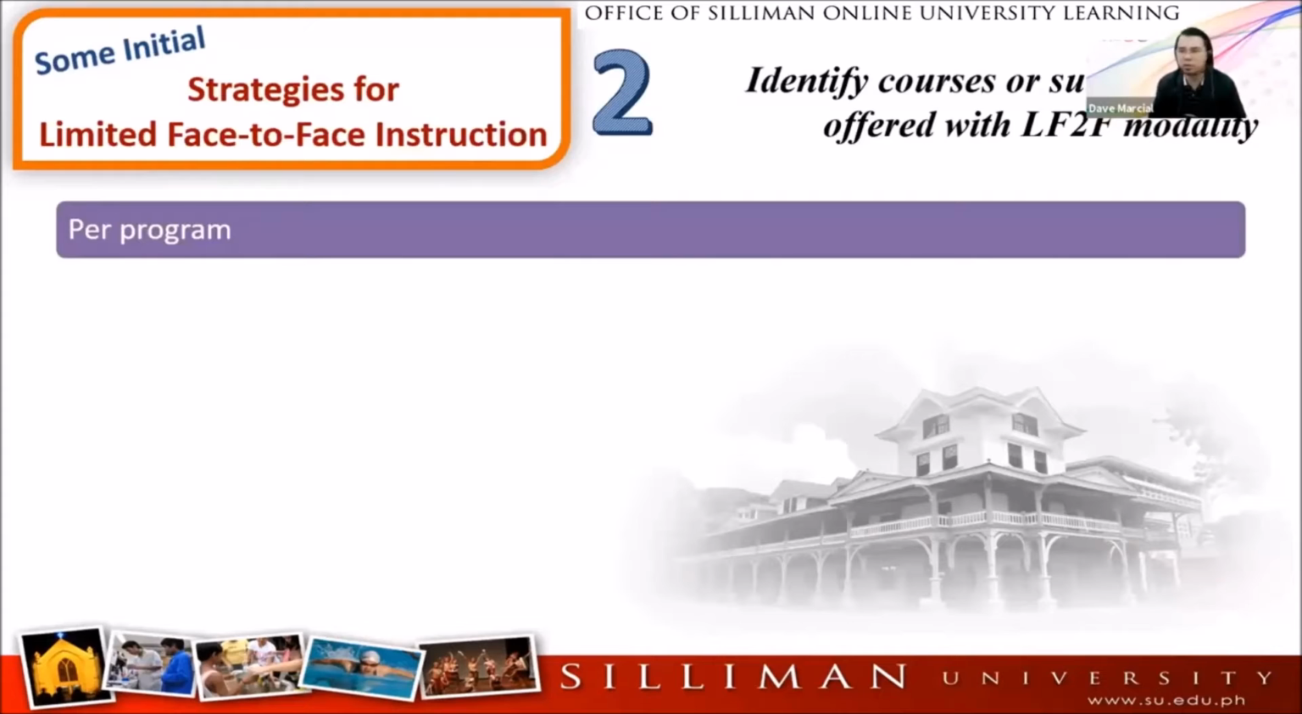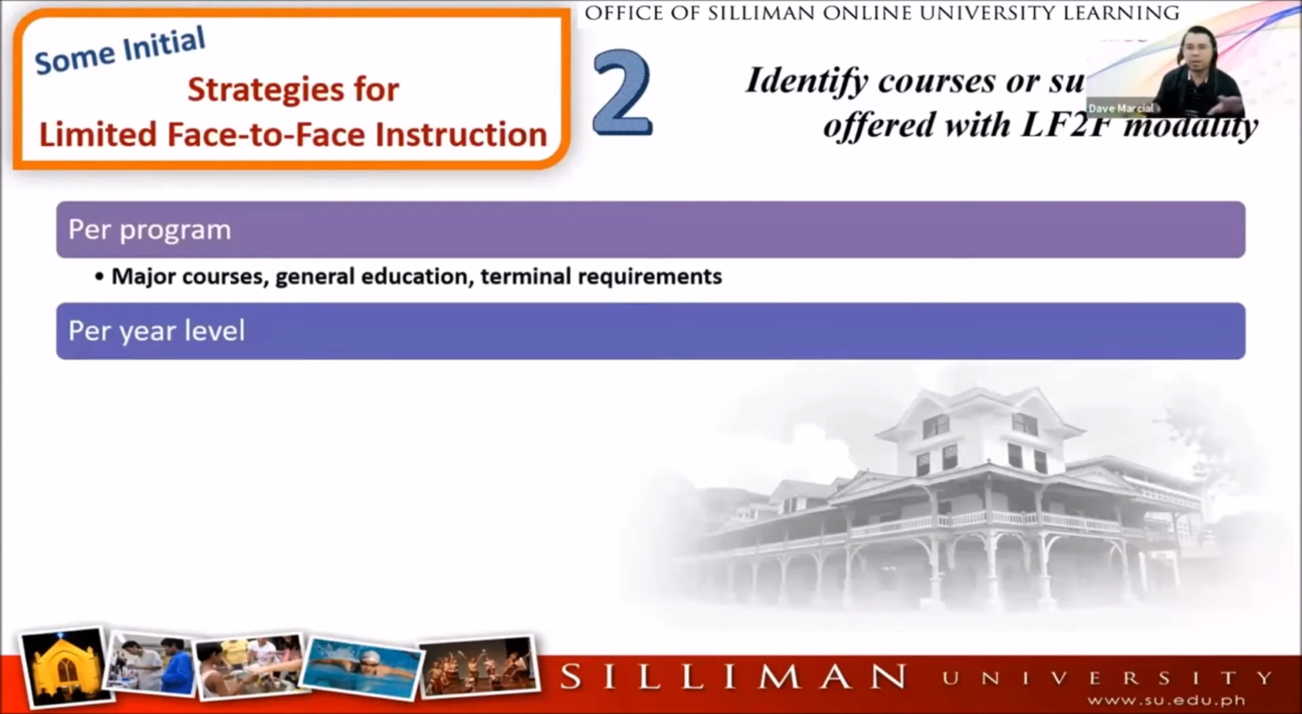Maybe when you choose which subjects or courses to be offered, you can look at it per program. So say, for example, do you want all major courses to be in limited face-to-face, or do you want all GE to be delivered in a flexible mode, or all GE delivered online? Or you may choose only thesis, capstone, or internship to be offered as limited face-to-face.